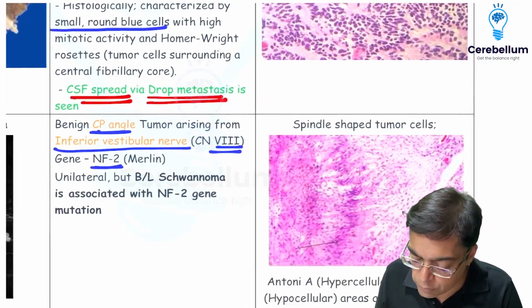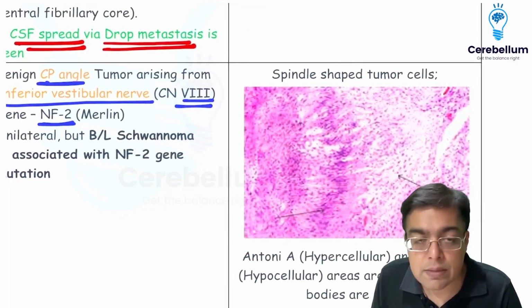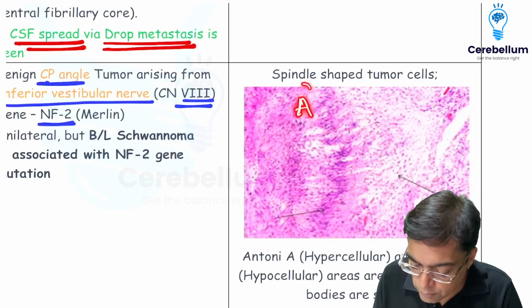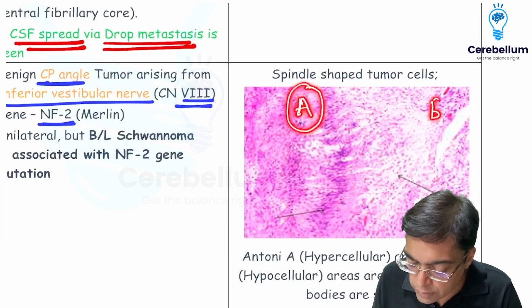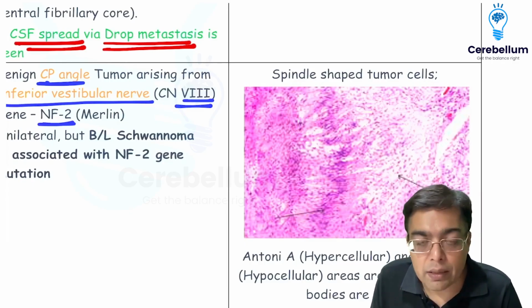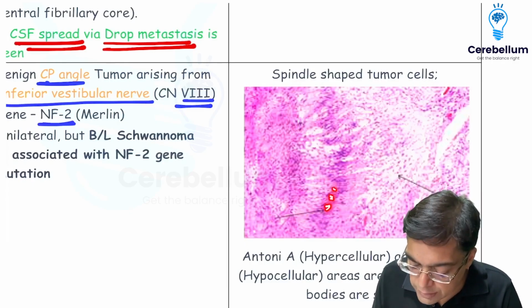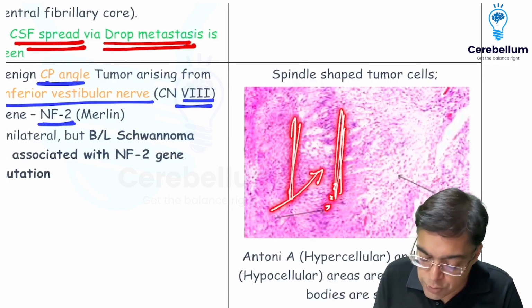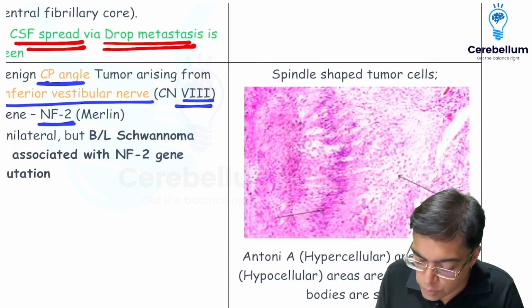At a microscopic level, you are having the presence of spindle-shaped tumor cells. There could be an area where the number of tumor cells are going to be more, so that's given the name of an Antoni A area. And there could be a less cellular area which is given the name of Antoni B area. If you look at the Antoni A area, this is going to be having the tumor cells arranging themselves in a palisading fashion, and you would be having the presence of nuclear free zones which are going to be given the name of Verocay bodies.